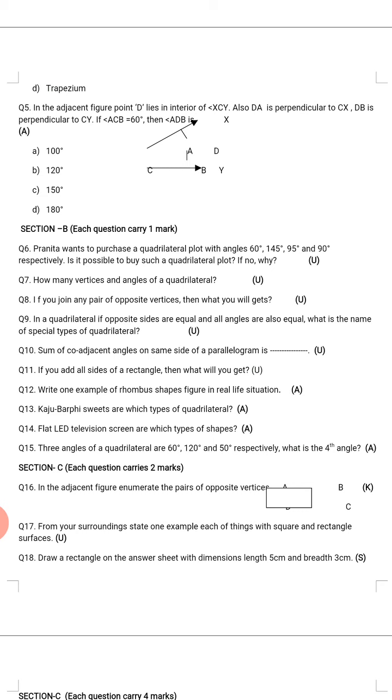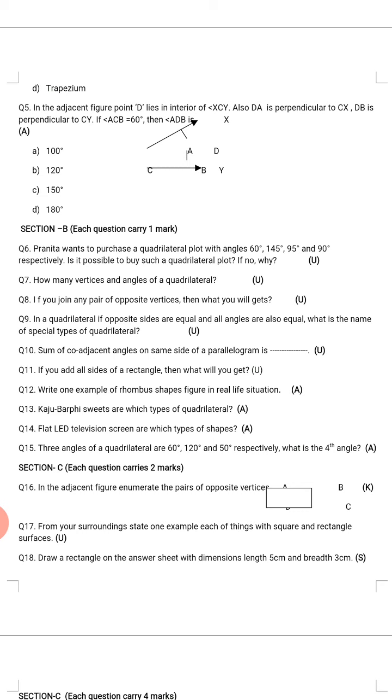So in Section B, all the questions are very short answer questions. Now, how many vertices and angles does a quadrilateral have? This question goes to understanding. They know the definition of vertices, then they will count how many vertices. They will remember and understand.